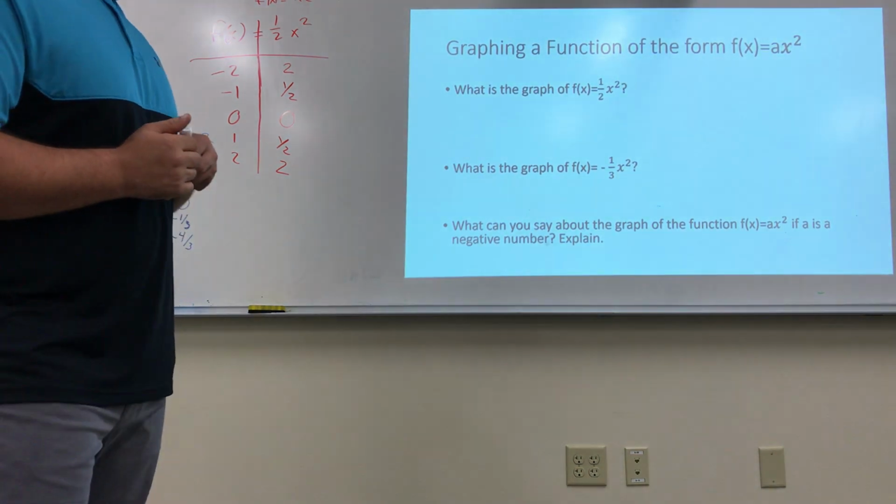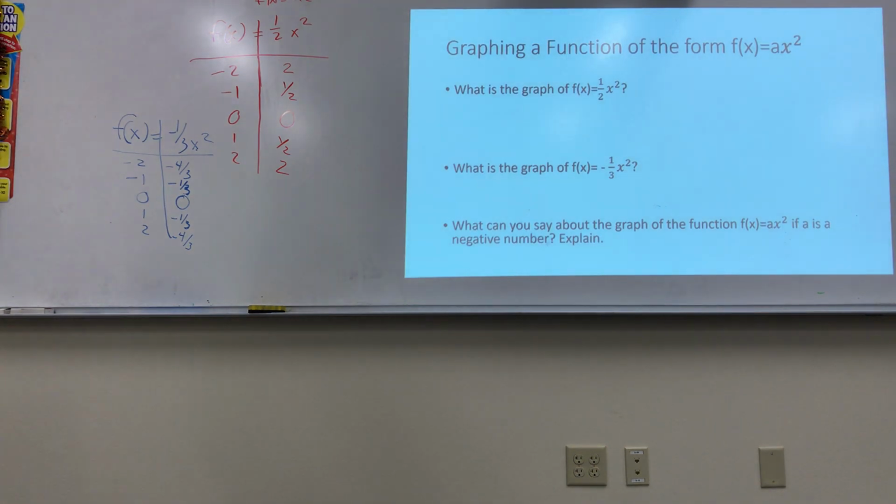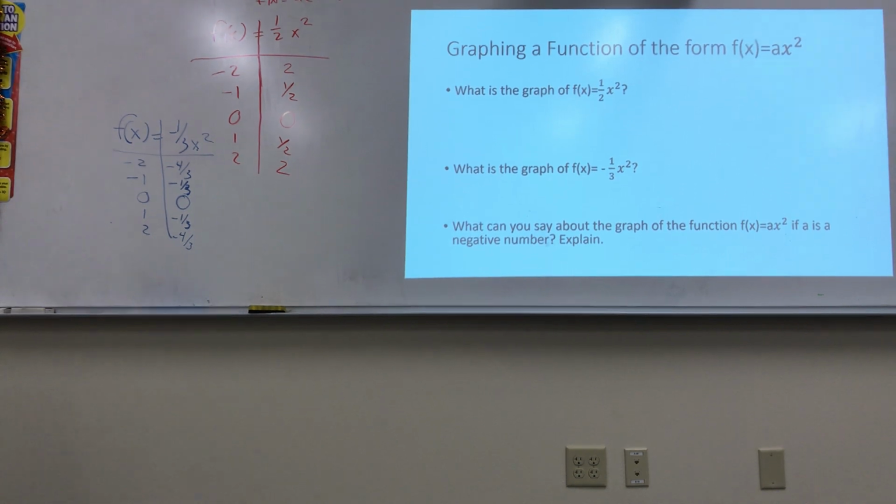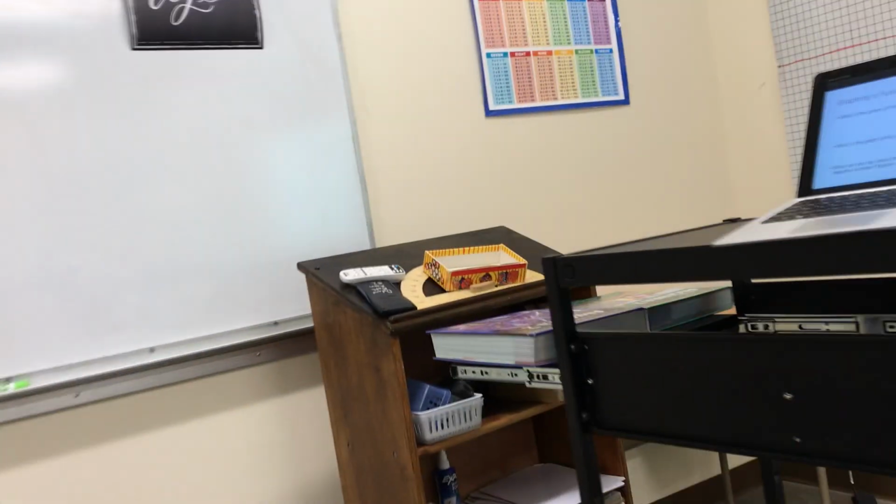Okay, what can you say about the graph of the function f(x) = ax² if a is a negative number? Explain. Well, we just talked about that. If a is a negative number, it is going to open upside down. And we're going to see that right here in a second.